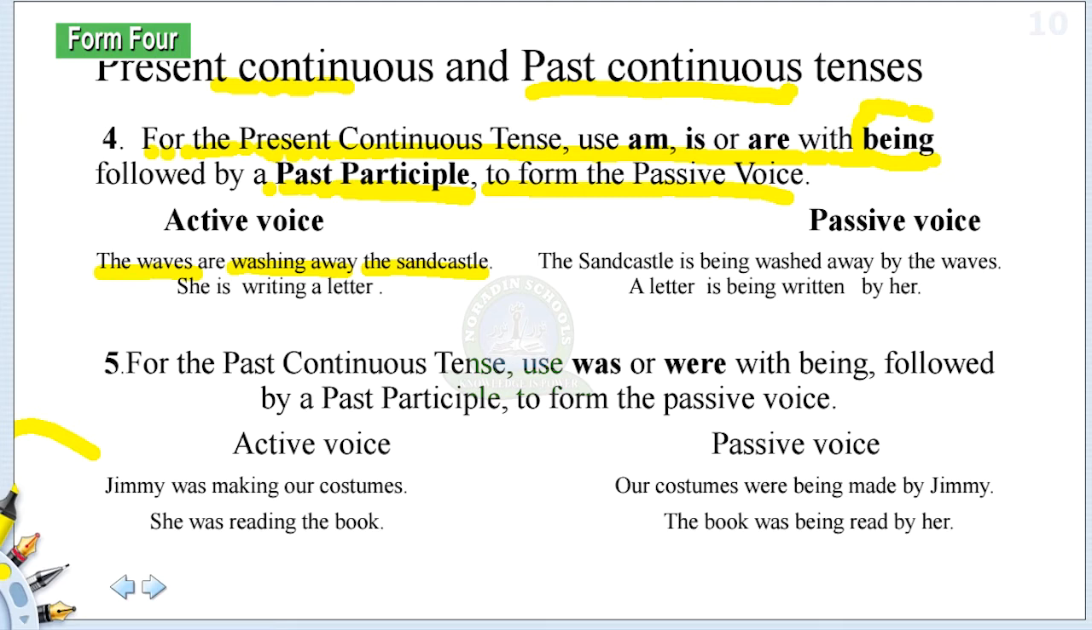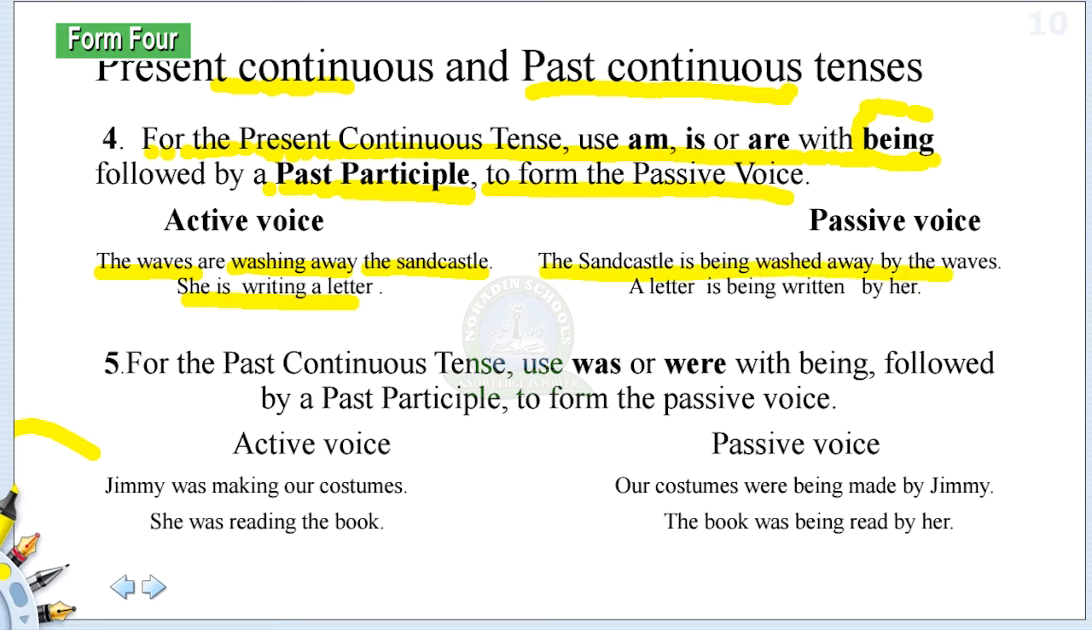The sandcastle is a singular subject: the sandcastle is being washed away by the waves. So this is an active sentence, and this is a passive sentence. So remember, she's writing a letter.